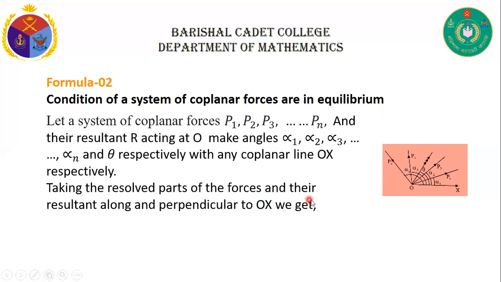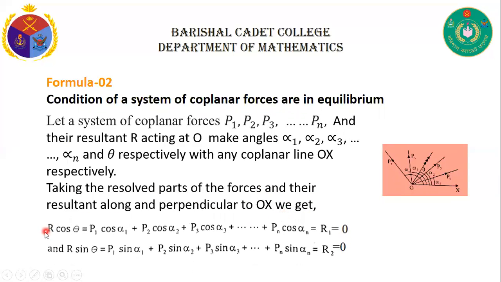Taking the resolved parts of the forces, we know that the resolved part of the resultant equals the sum of the resolved parts of all the forces. So along OX, R cos theta equals P1 cos alpha 1 plus P2 cos alpha 2 plus P3 cos alpha 3 plus and so on up to Pn cos alpha n. But we know that the resultant is zero because all the forces are in equilibrium. If R is 0, then the sum is equal to zero.